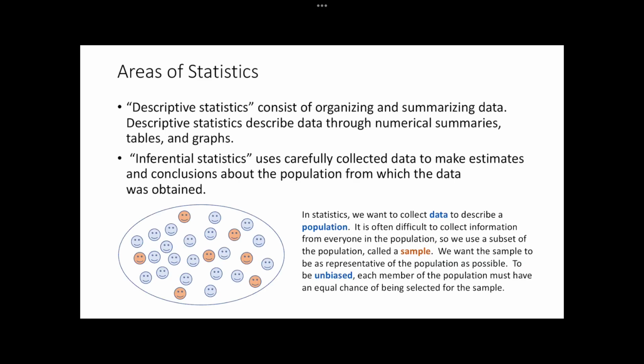So in statistics, we're going to collect data to describe a population. So imagine that this whole circle is my population. It's often hard to collect data from the entire population, so we use a subset of the population called a sample. Those are the smiley faces in orange. Our goal is to make that sample as representative of the population as possible. To be unbiased, each member of the population should have an equal chance of being selected for my sample.